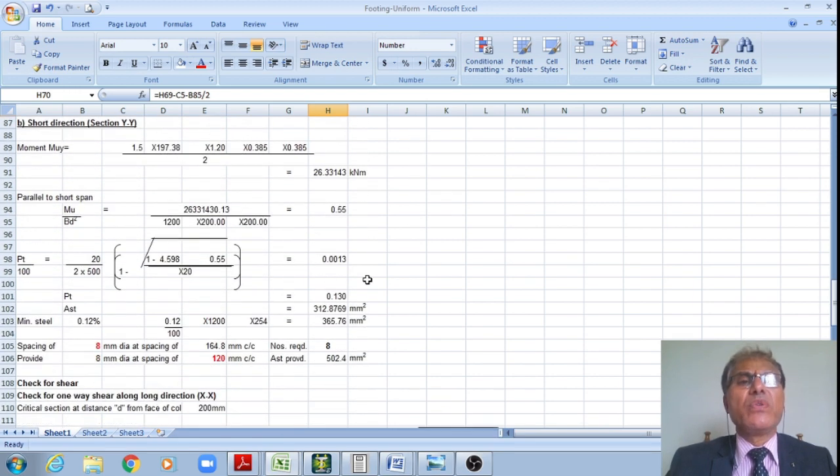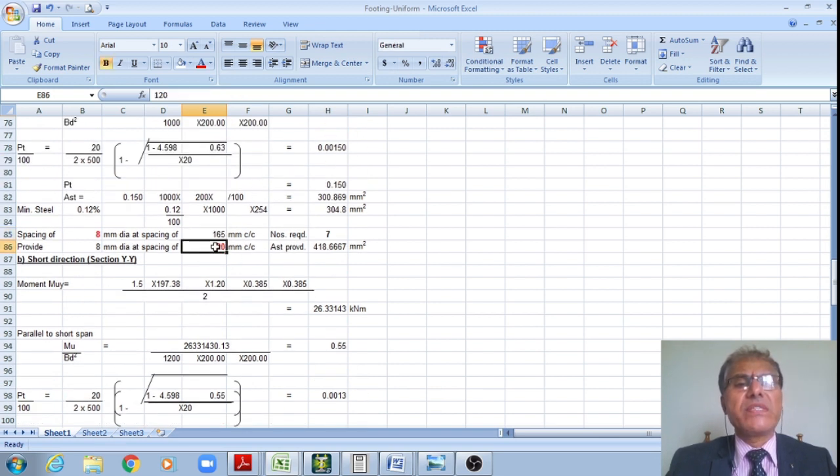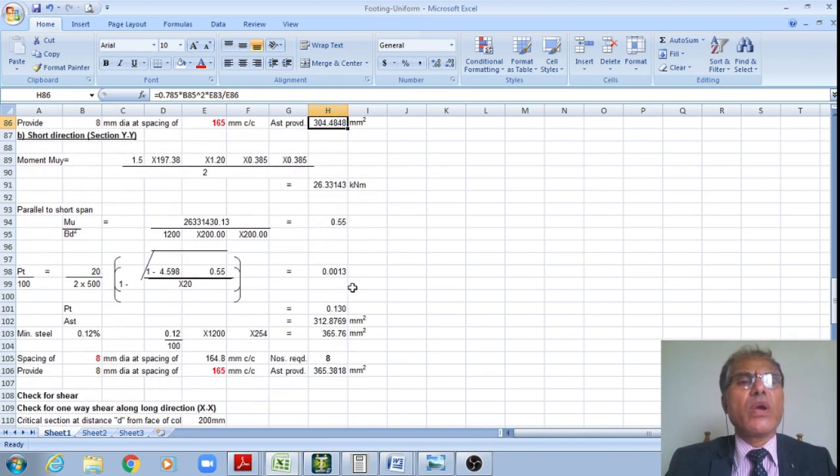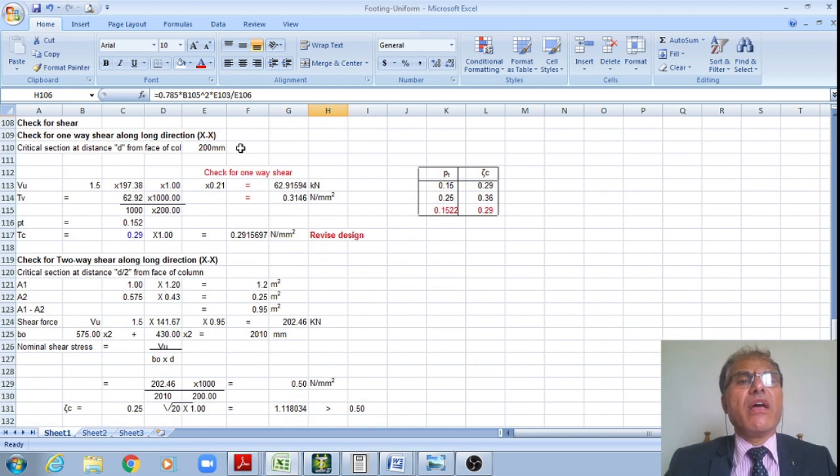In which case, if I do that, the spacing of the rods will change to 165. Let us say I'll provide 165 now. I can provide. Therefore I require 304, and I am providing 304.4. It is okay. About the small span direction, even along the large span direction, I require 8 mm dia at 164 point odd, but I am providing 165. Therefore required is also the provided. Therefore okay.